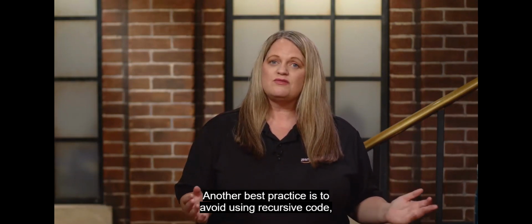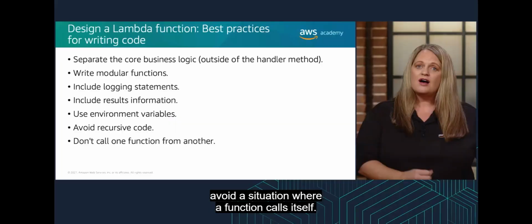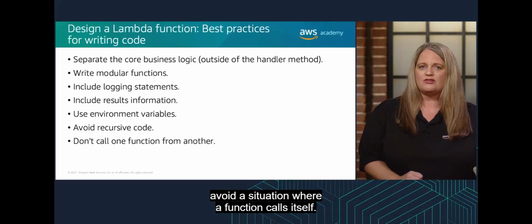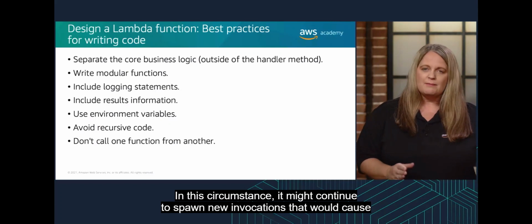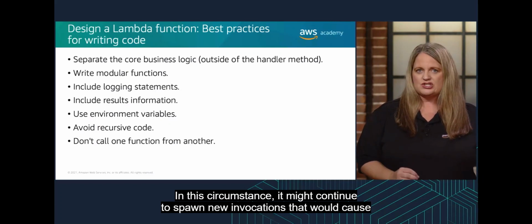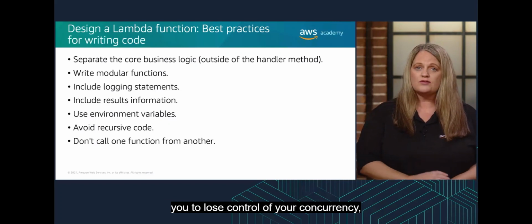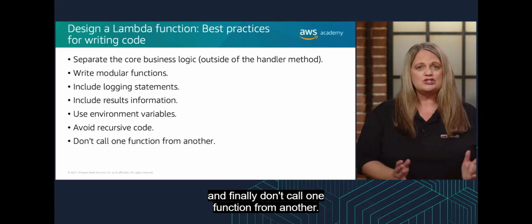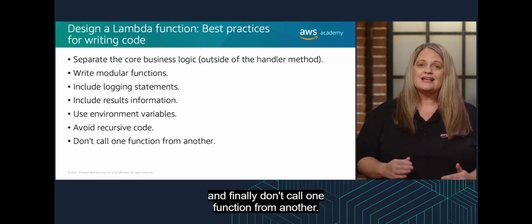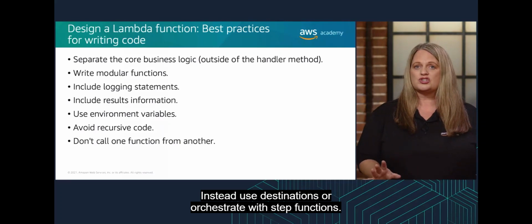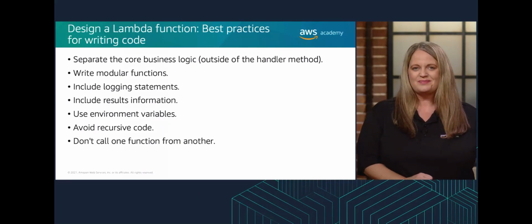Another best practice is to avoid using recursive code. Avoid a situation where a function calls itself. In this circumstance, it might continue to spawn new invocations that would cause you to lose control of your concurrency. And finally, don't call one function from another. Instead, use destinations or orchestrate with step functions.